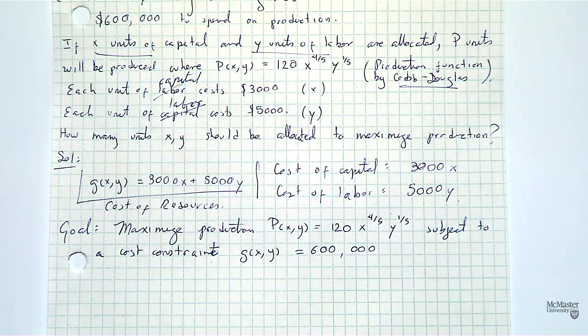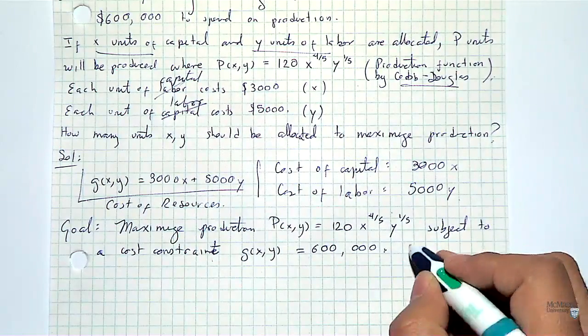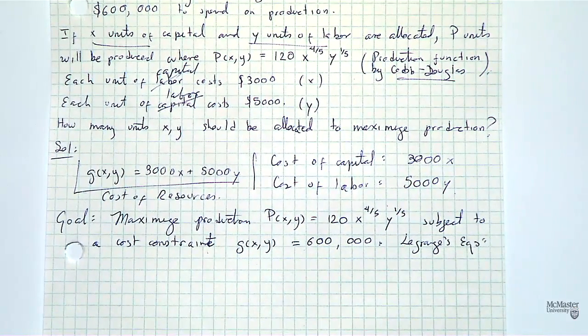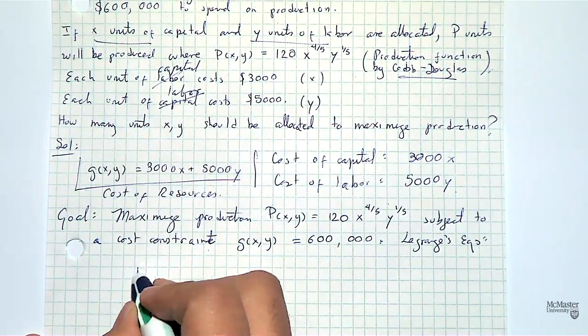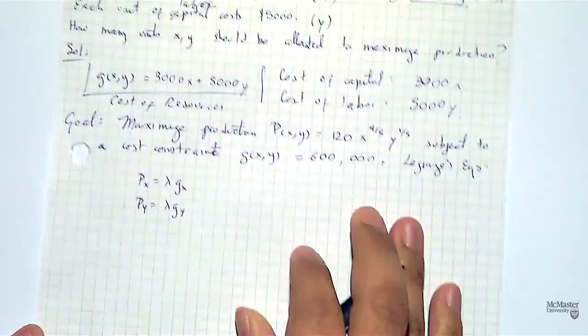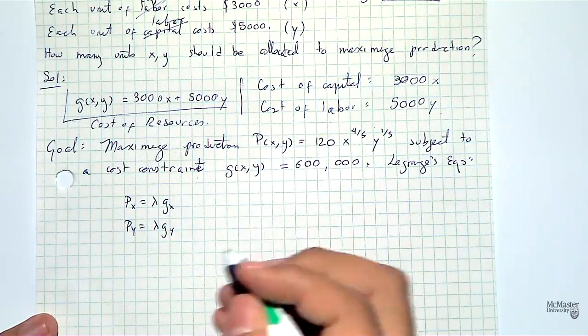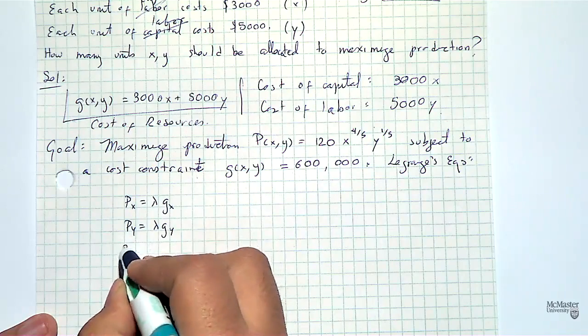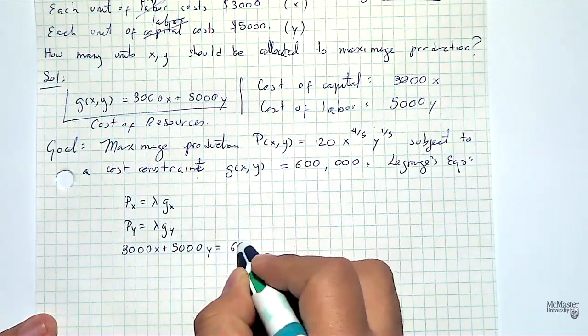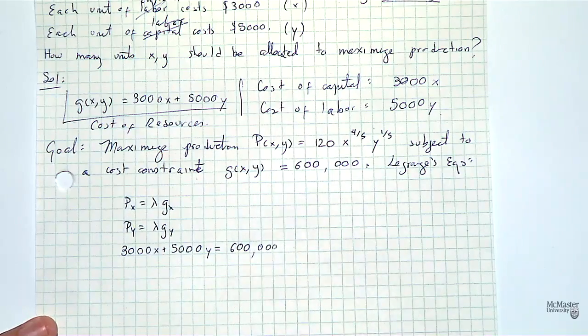Find Lagrange's equations, solve the system of equations for the point coordinates x and y, maybe the coefficient lambda, which has a name, which is the Lagrange multiplier. But in any case, step by step, first thing is to write Lagrange equations. So if you remember, the first equation would be px equal to lambda gx. The second would be py equal to lambda gy. And then you have a third equation, which is basically the constraint, which would be, in this case, 3,000 x plus 5,000 y equal to 600,000. So let's put a comma.